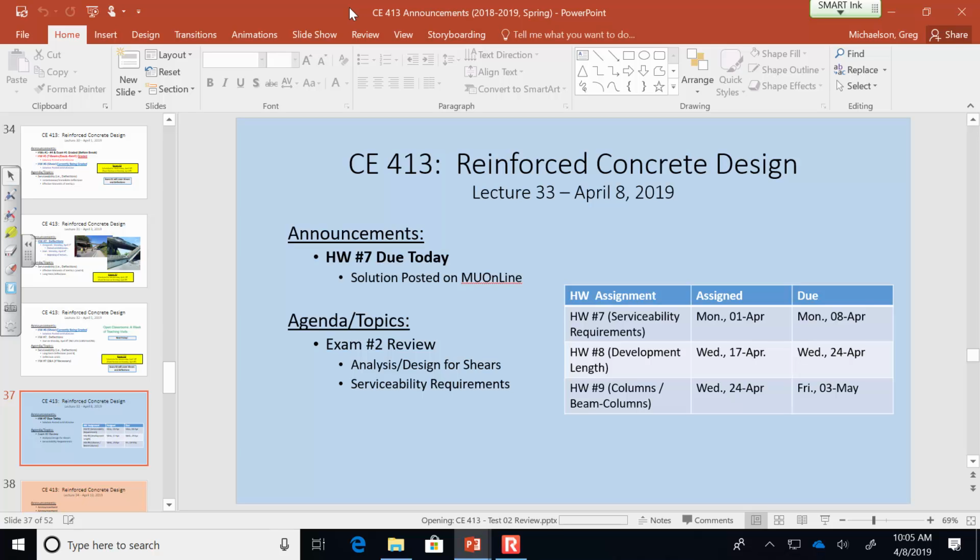Homework number 9 isn't too bad. It's on columns and beam columns, and it's due on May 3rd, which is a Friday, because that's our last Friday. That's our last lecture.